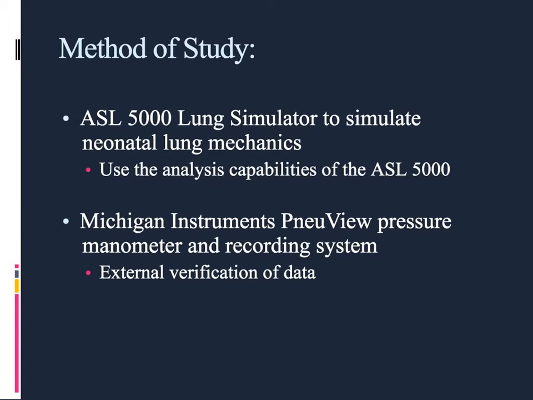So I'm not going to go into a lot of details about the methods of study or how the study was done. This is not a review of the methodology here, but just a quick review to show you some of the things that can be measured and how we looked at this. So for the basic study of the NeoPuff, we used the ASL5000 lung simulator, and we use that to simulate a neonatal patient who is both apneic and spontaneously breathing. Also, some of the data was verified by using an external pressure and flow manometer with the NewView pressure manometer recording system manufactured by Michigan Instruments.